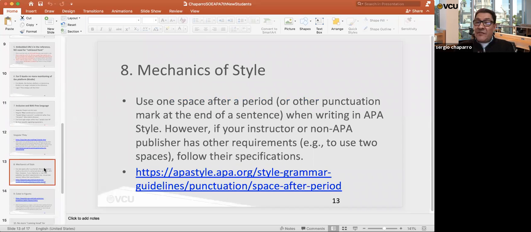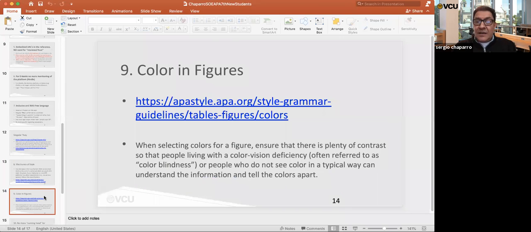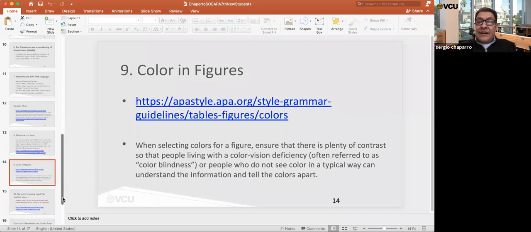In terms of the mechanics of the style, if the instructor agrees, you can use one space after a period. Big change, no more 2 spaces. Important for inclusion, for universal design, be careful with the colors in figures. The new APA style has very explicit rules and guidelines for tables, figures, and colors, okay? And please read this carefully.